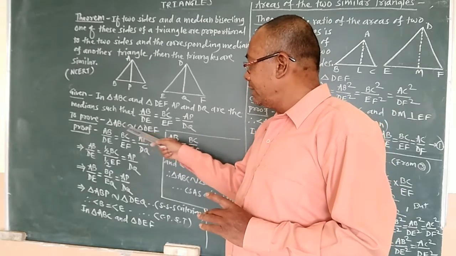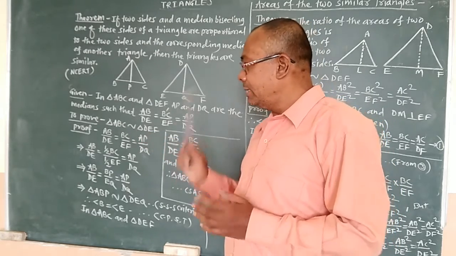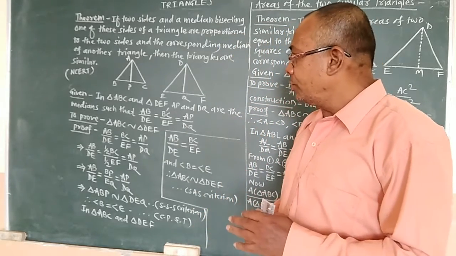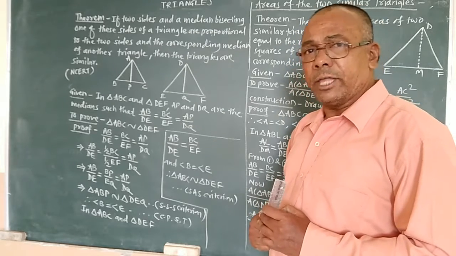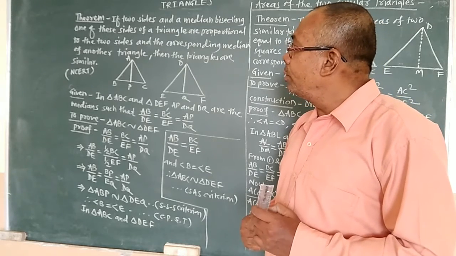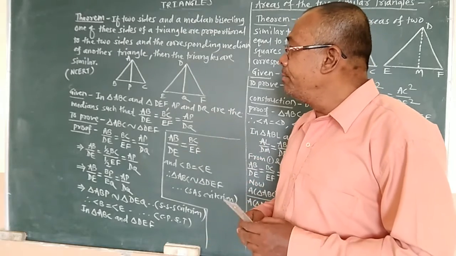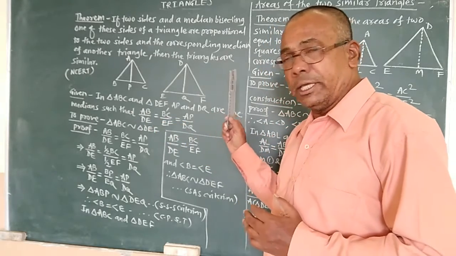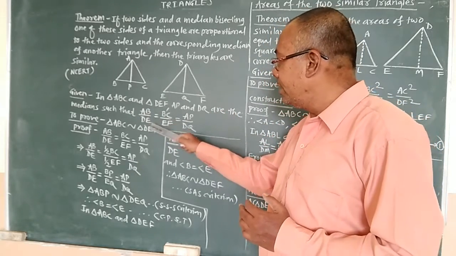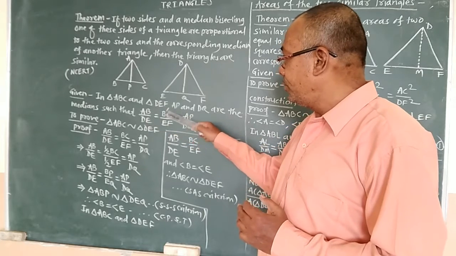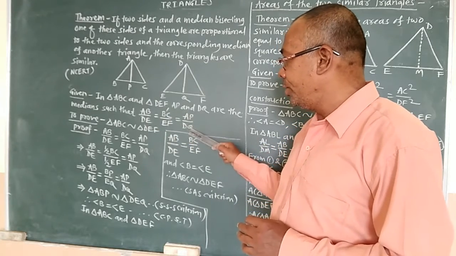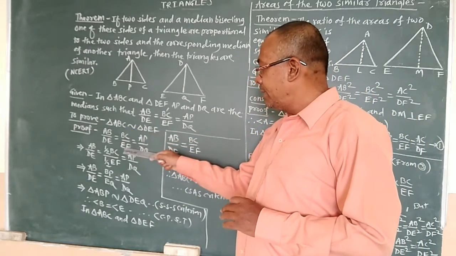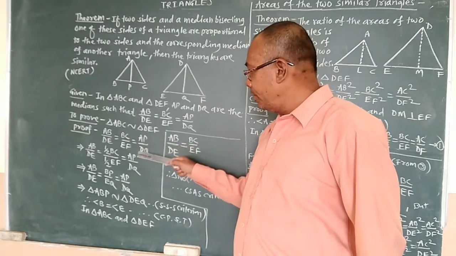That is, triangle ABC similar to triangle DEF. And now let us see the proof. Remember that while proving the theorem, we must write the statements of equations in the given. Means in the given, the equation is that AB upon DE equal to BC upon EF is equal to AP upon DQ. So I have taken here for the proof AB upon DE equal to BC upon EF is equal to AP upon DQ.